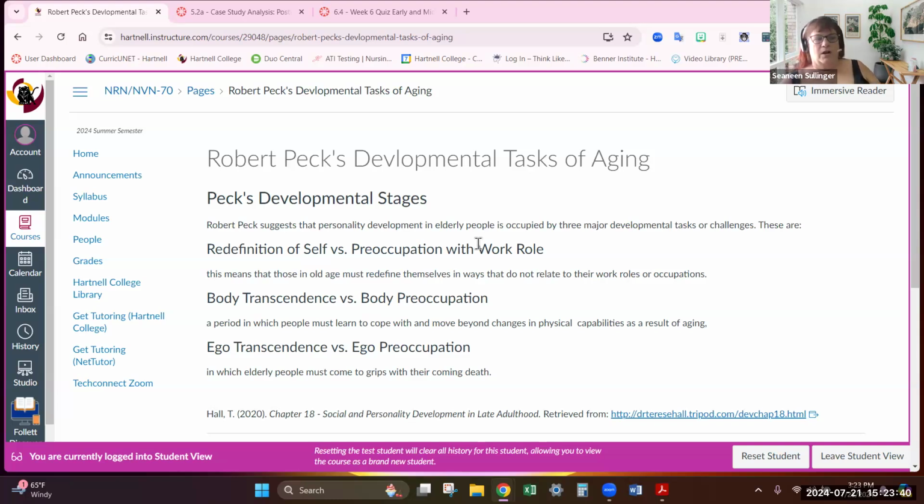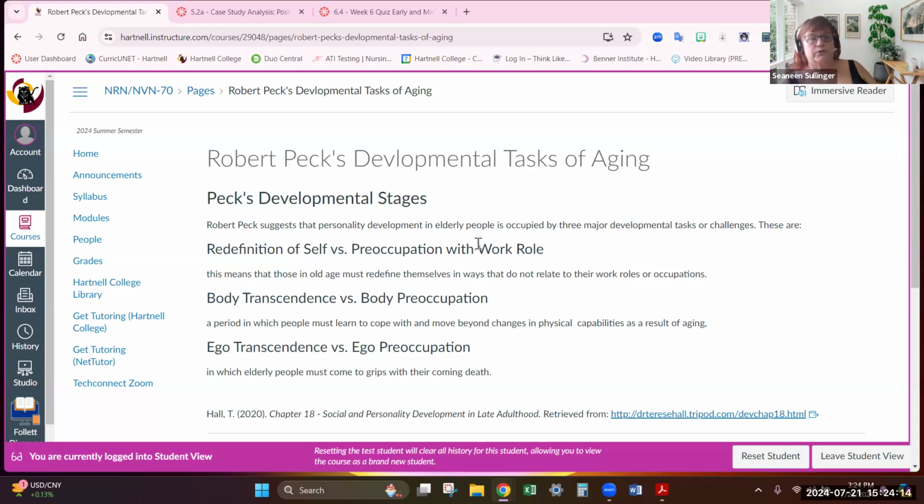I can no longer be preoccupied with my work role, my work identity, because I am retired. So I have to redefine myself in my retirement stage. Who am I? What do I want to do? That is going from generativity versus stagnation into the integrity versus despair stage, and then eventually maybe even into immortality versus extinction. So body transcendence versus body preoccupation would be another stage.